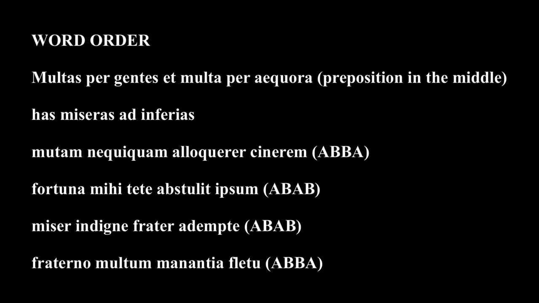Miser and frater go together. Indigne ademte go together. Then fraterno multum manantia fletu. You have A, B, B, A. The fraterno fletu go together, and that sort of brackets or surrounds the multum manantia that go together.